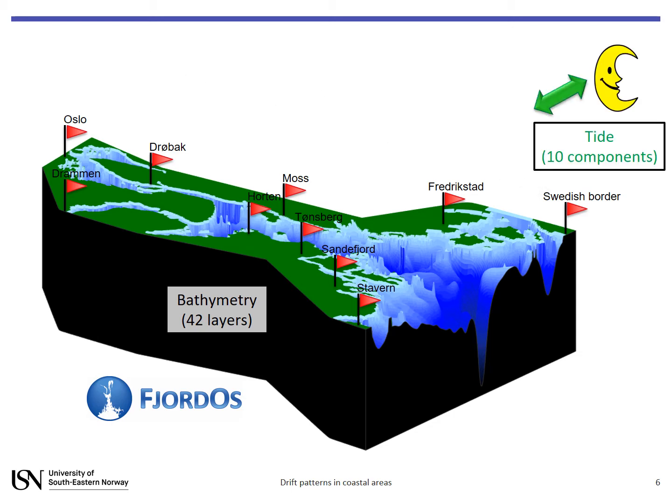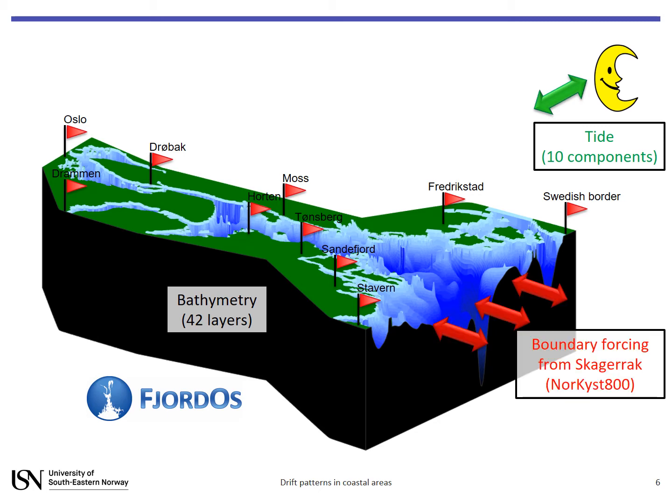The tidal elevation is only around half a meter, but the tidal currents can be up to 4 meters per second in the more narrow straits. In the south, we need to know the boundary forcing from the surrounding ocean. Due to several rivers, there is a mix of fresh and salt water in the fjord, which is rather typical for coastal waters.